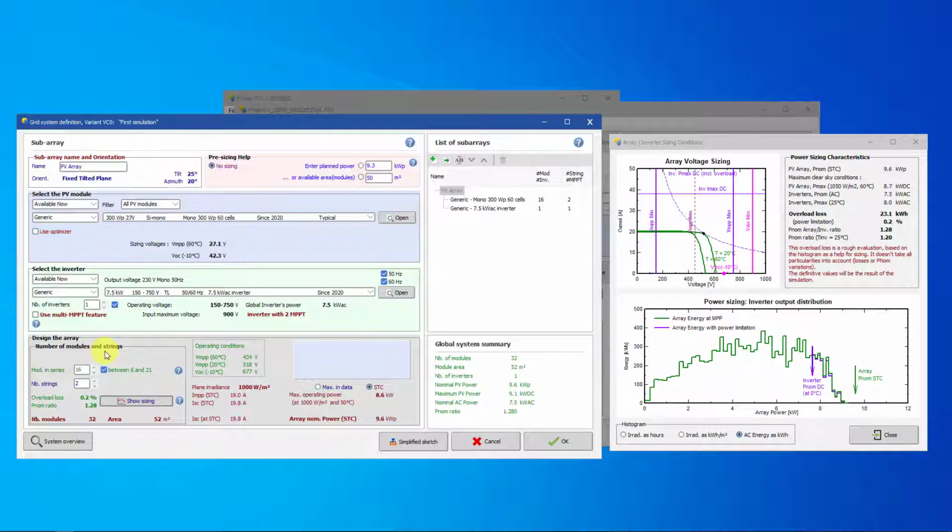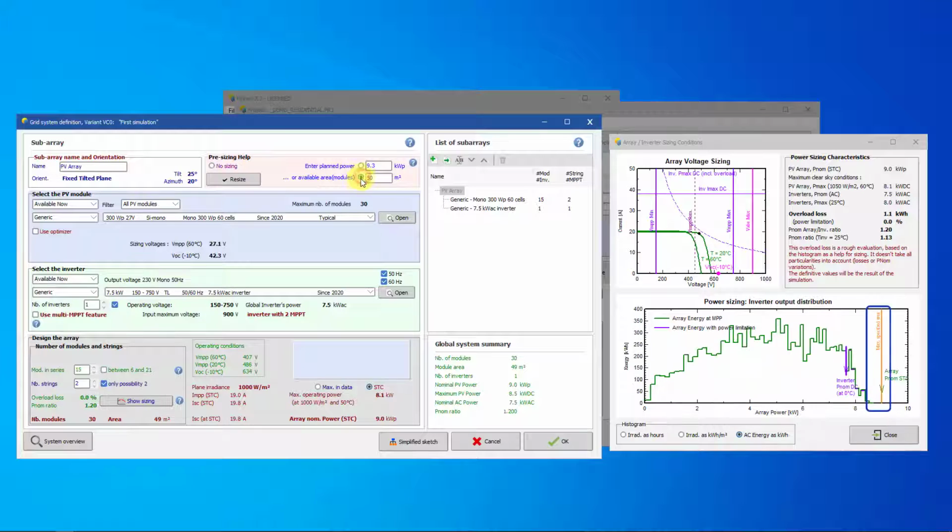One final note on the histogram shown below is the orange line representing the maximum modules area, if this was defined as a sizing constraint. In the system definition, we've set the maximum area to 50 square meters. Therefore, the position of this line with respect to the array power also shows when the number of panels in the array exceeds this area.